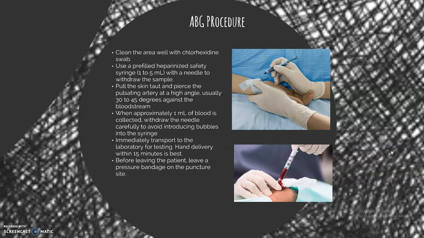Use a pre-filled heparinized safety syringe with a needle to withdraw the sample. You're going to pull the skin taut and pierce the pulsating artery at an angle, usually 30 to 45 degrees against the bloodstream. When approximately 1 ml of blood is collected, withdraw the needle carefully to avoid introducing bubbles into the syringe. Immediately transport to the laboratory for testing and hand deliver within 15 minutes. Before leaving the patient, leave a pressure bandage on the puncture site.